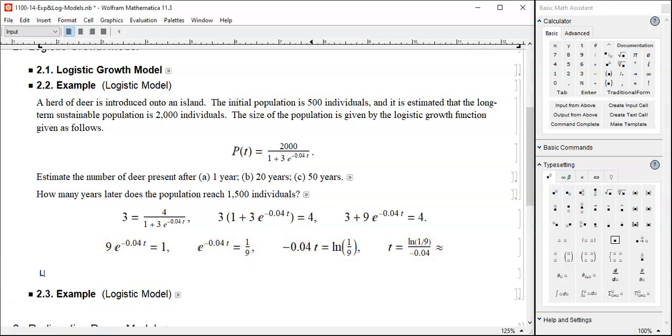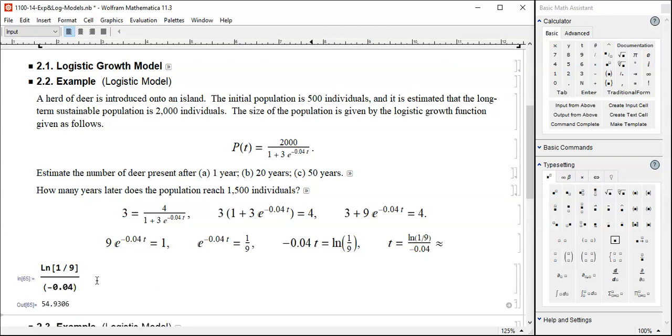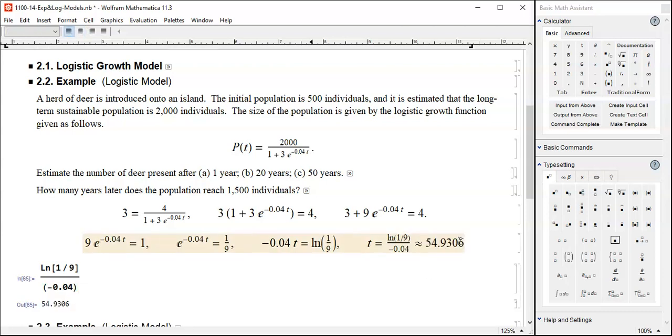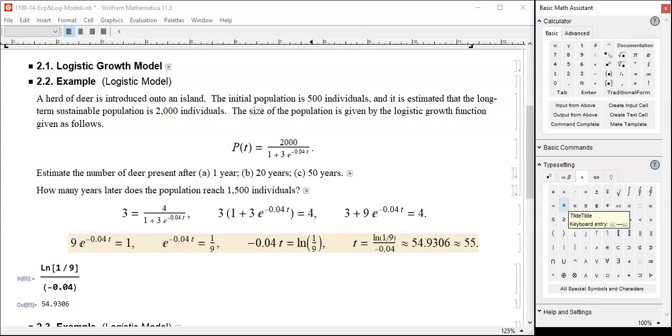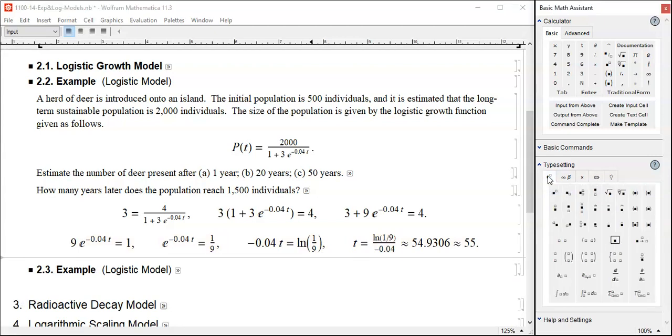If you do that, what do you get? Log of 1/9 over negative 0.04. Punch in the calculator. What do you get? Are you also getting 54.9? About 55 years? So it'll take about 55 years until the population reaches 1,500 individuals.